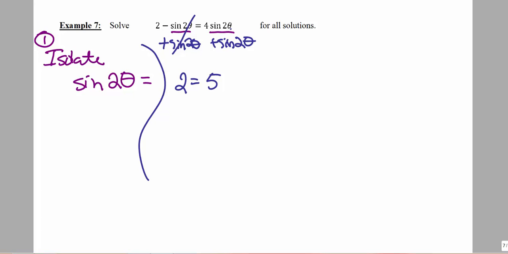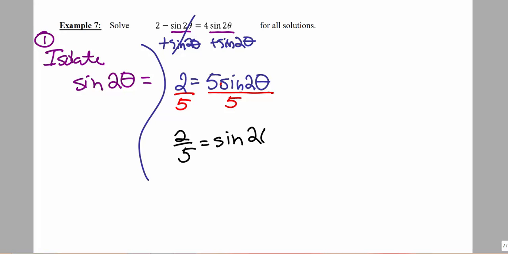So when we do that, sines cancel out on the left side, and we end up with 2 equals 5. So we have 4 sine 2 theta plus 1 sine 2 theta. We end up with 5 sine 2 theta. The last thing we want to do is get rid of the 5 that's being multiplied times the front of the trig function. So we're going to divide both sides by 5. So our first goal was to get sine of 2 theta by itself. And now we have done that.